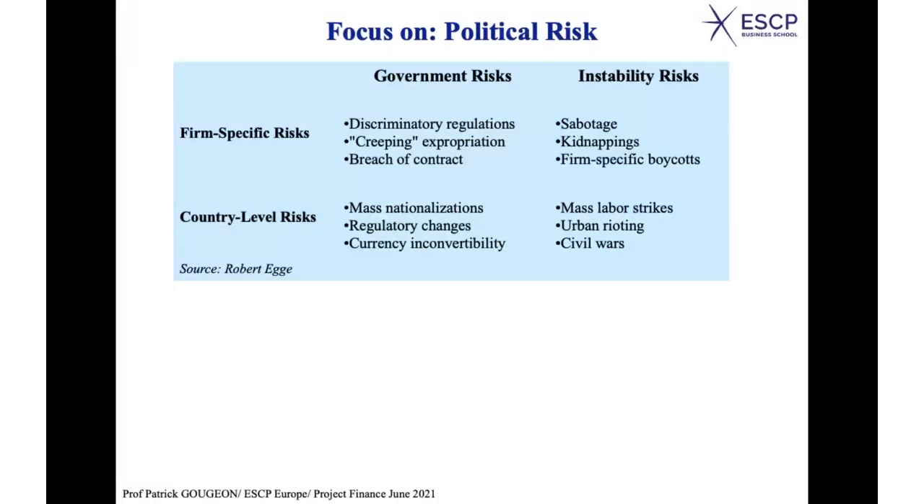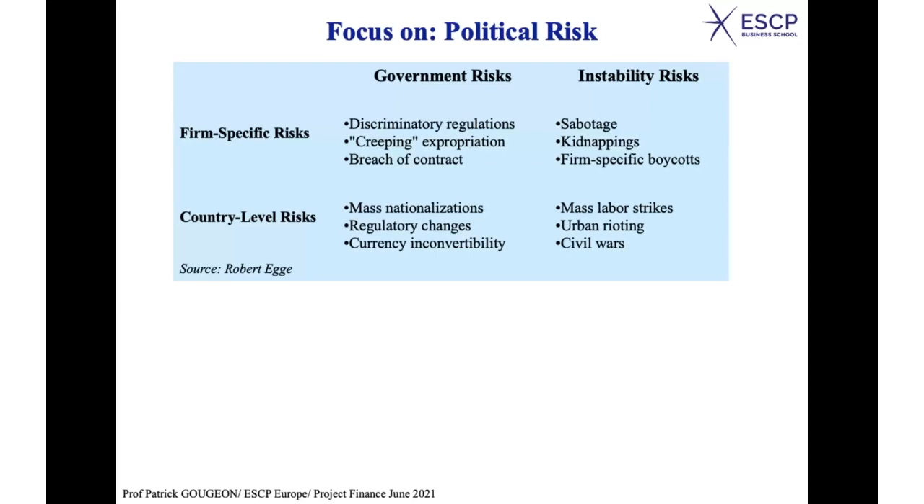Well, what about instability risk? Typically sabotage, kidnappings, firm-specific boycotts. One company might suffer from a boycott for any type of reason, which might be political or whatever. Mass labor strikes that would concern all the companies doing business in the country, urban rioting, and civil wars, indeed. So these are the main types of things that might happen, which are considered as part of the political risk. Now, do you have a solution?